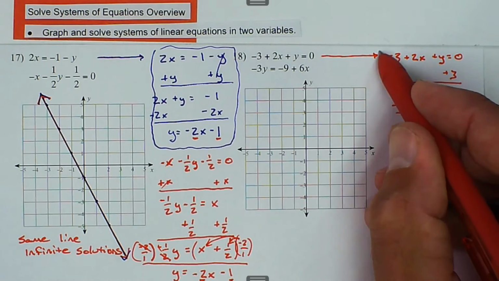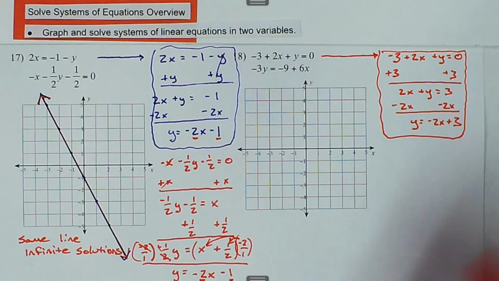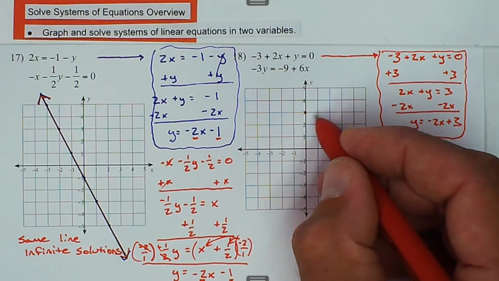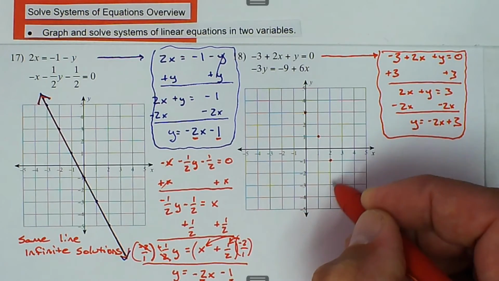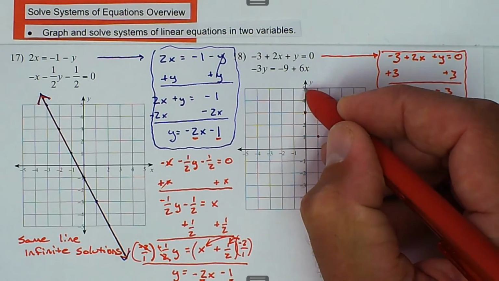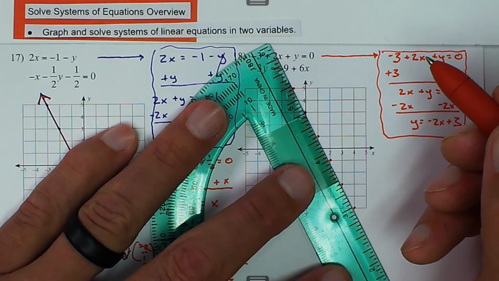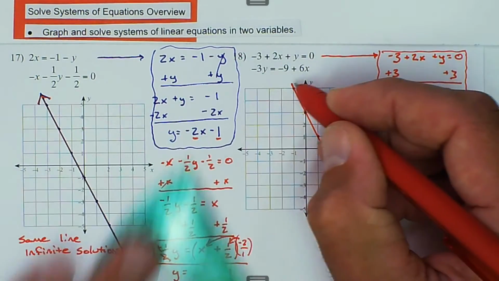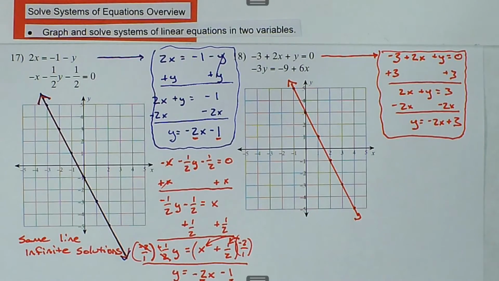And then we can graph this equation because now it's in y equals mx plus b. So we go up to positive 3, and then we go down 2 over 1, down 2 over 1, down 2 over 1, down 2 over 1, and then we can go up to the left 1 as well. And we can draw that line. Then we have one more to check.